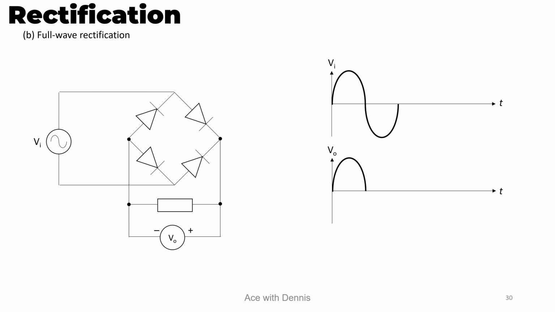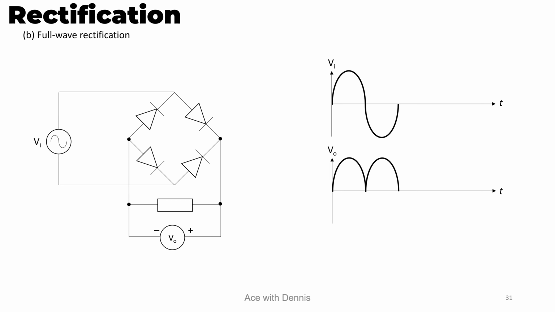Next, when the input voltage is in the negative cycle, then here is how the current flows. First, it will flow through these diodes and then pass through the load at the same point as the positive cycle, and then pass through this diode and flow back into the input voltage. Hence, the output voltage will follow, but is in the positive cycle again.